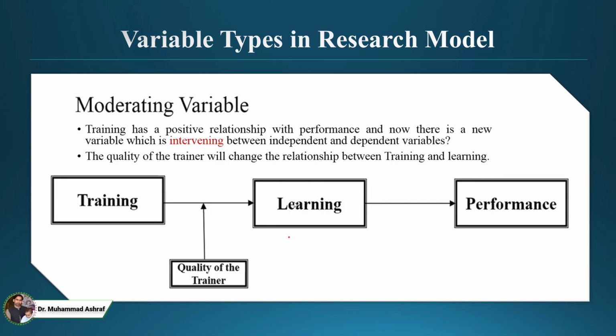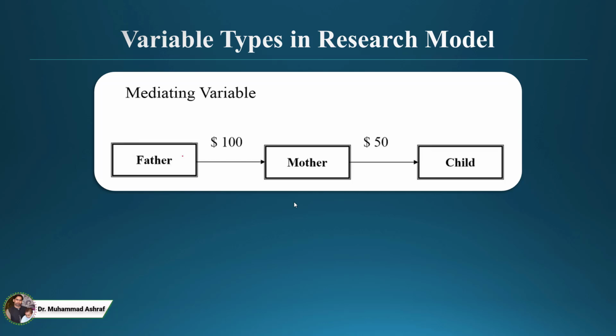We can also understand the mediating variable and the moderating variable through a simple daily life example. For example, a father gives $100 to a mother and then the mother gives $50 to a child. Here the mother plays the role of the mediating variable, because the mother gives $50 out of the $100 to the child, from the amount given by the father.